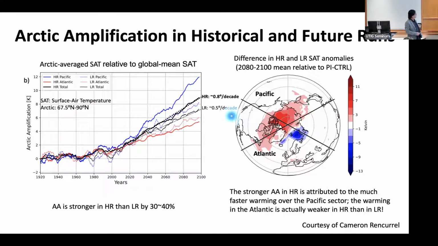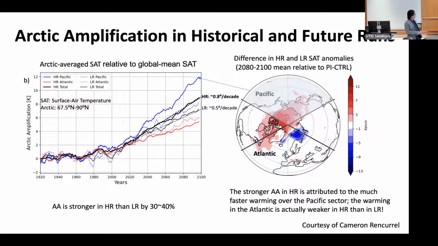Not only that, this is the map of the warming rate. It turns out that in the high resolution model, most of the warming actually occurs in the Pacific sector of the Arctic Ocean. In the Atlantic sector of the ocean, in fact, the warming is actually slower, which got us really curious why that's the case, right?